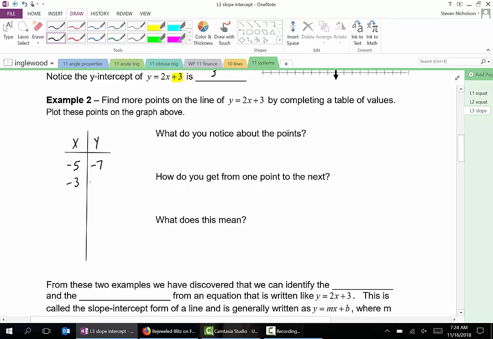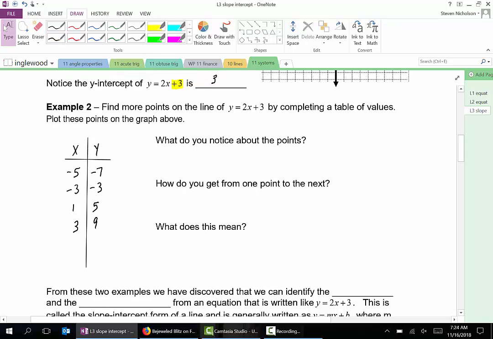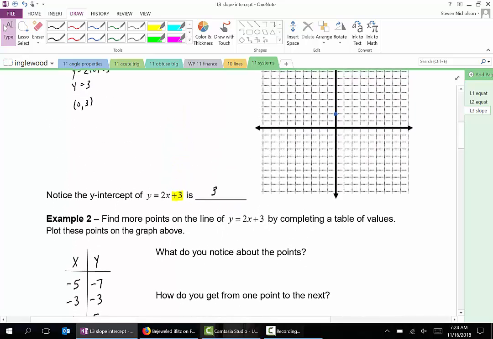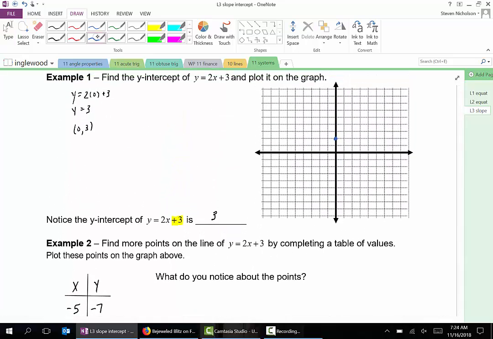Again, I've just substituted into the equation, plugged in my x and figured out my y, and I'm going to go ahead and plot those other points. So we have -5, -7, we have -3, -3, we have 1, 5. Oops. If I plot the first one right, we had 1, 5, and finally we had 3, 9.